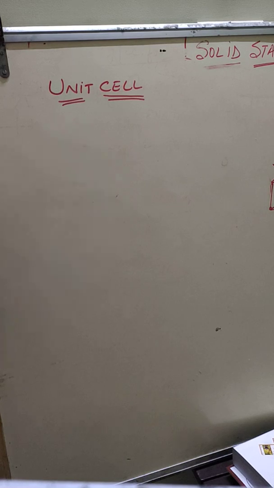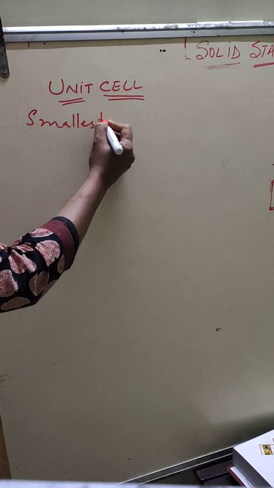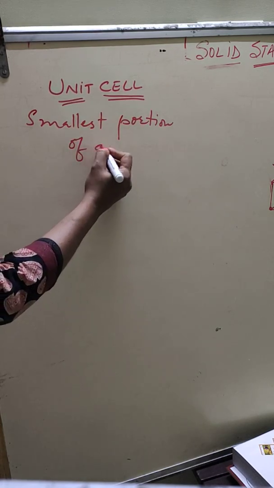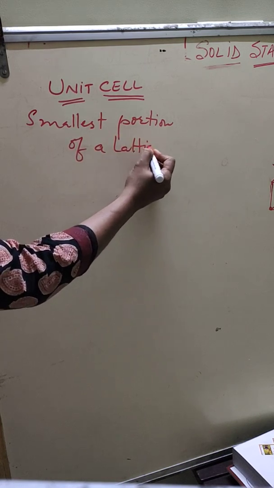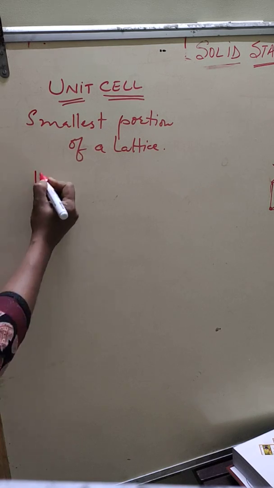What is a unit cell? A unit cell is the smallest portion of a lattice which, if repeated over and over again, will result in the formation of the full crystal lattice, or the whole of the crystal lattice. Now we are representing a unit cell as a cube.